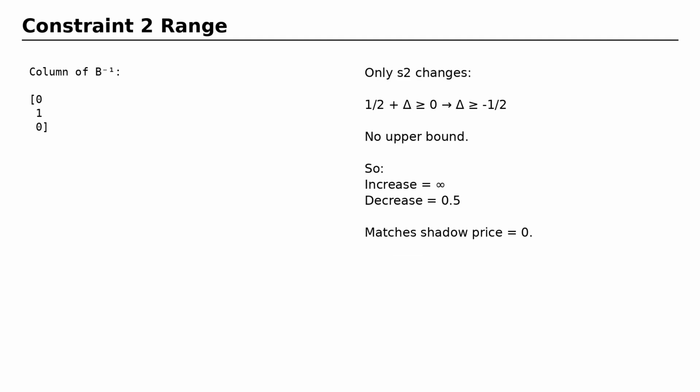For constraint 2, only one basic variable changes. The condition gives delta greater than or equal to -0.5 with no upper limit. So the allowable decrease is 0.5 and the allowable increase is infinite. This matches the fact that this constraint is non-binding and has 0 shadow price.